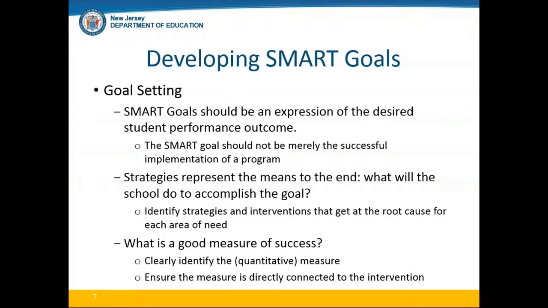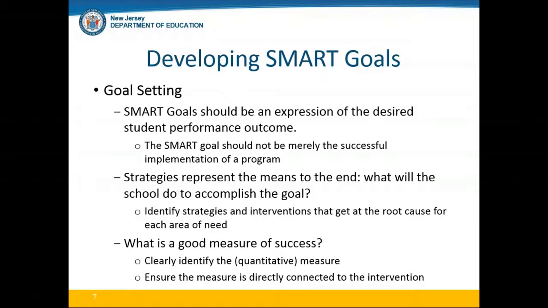Strategies should outline what the school will do to accomplish the goal. These strategies represent the means to the desired end or outcome. Each identified strategy and intervention should address an area of need identified in the root cause analysis.